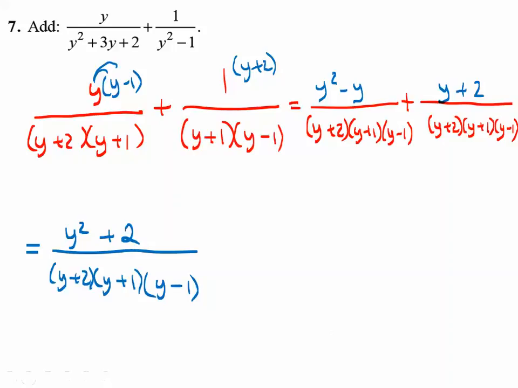Alright, y squared minus 2, does that even factor? No, that wouldn't even factor, because that 2 is not a perfect square. Right. So keep it just like that. We are good with that one.